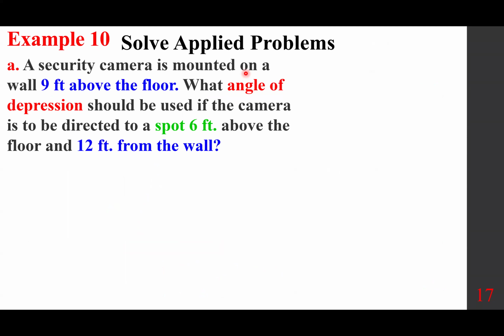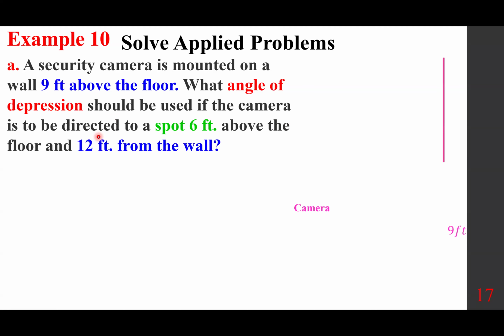A security camera is mounted on a wall 9 feet above the floor. What angle of depression should be used if the camera is to be directed to a spot 6 feet above the floor and 12 feet from the wall? I hope you realize we have to have a setting to make some sense out of this.